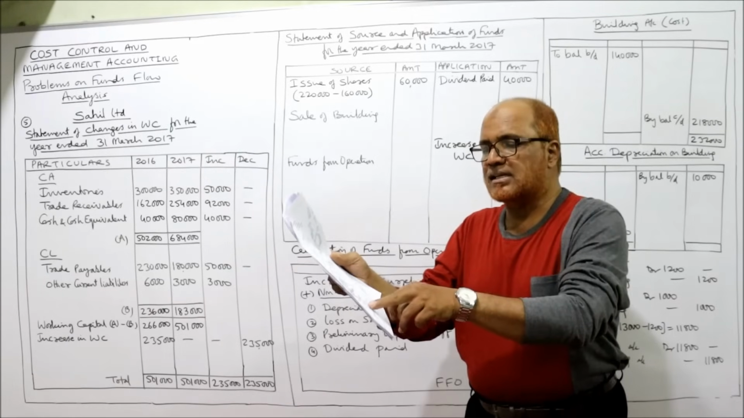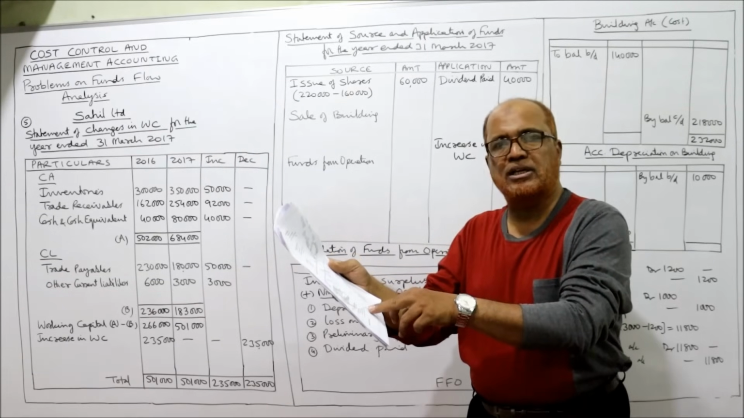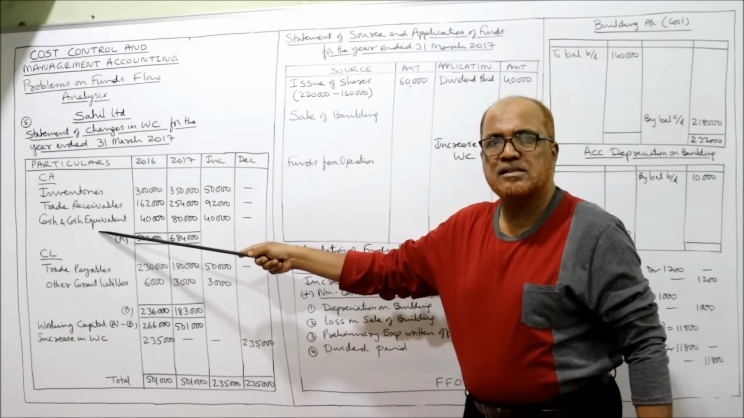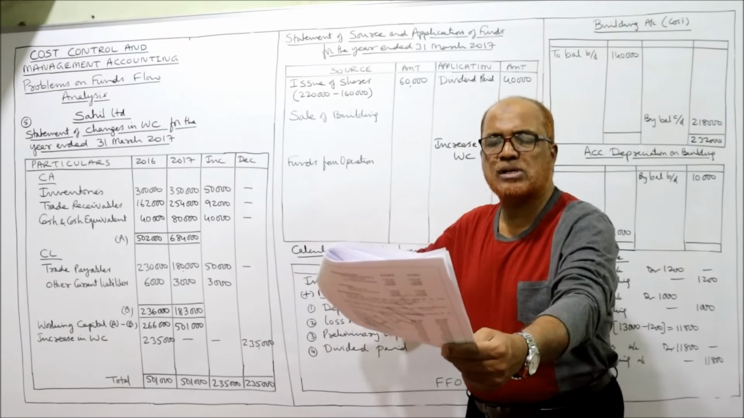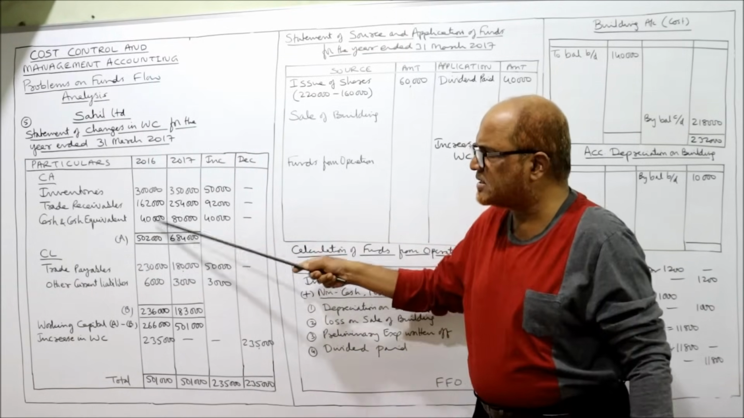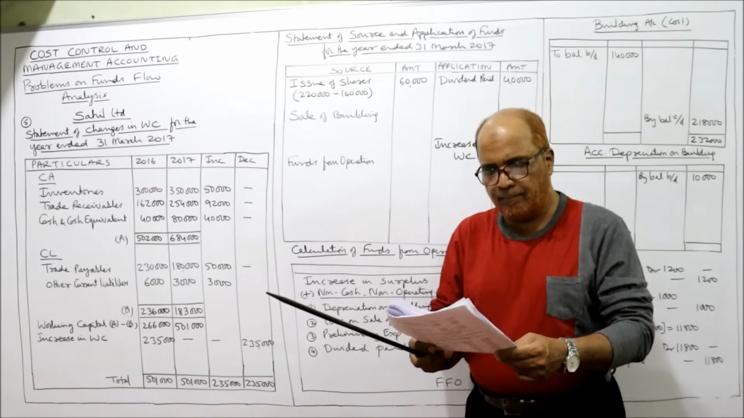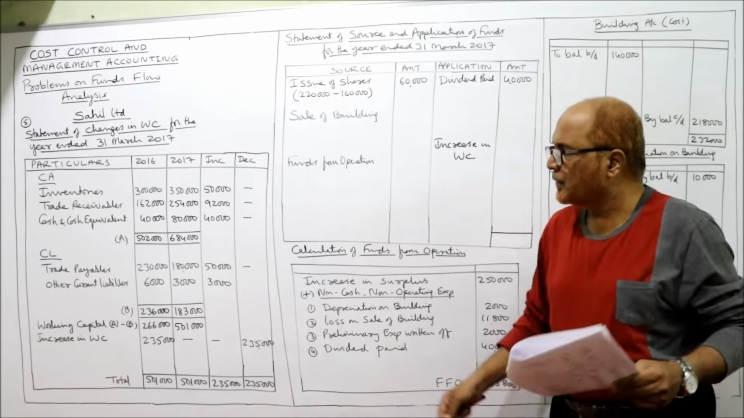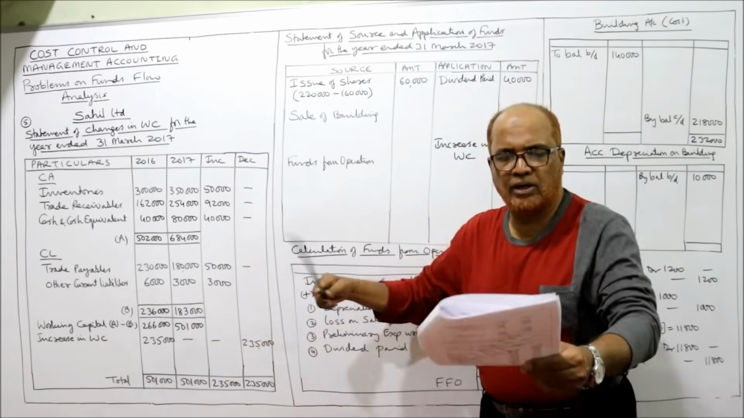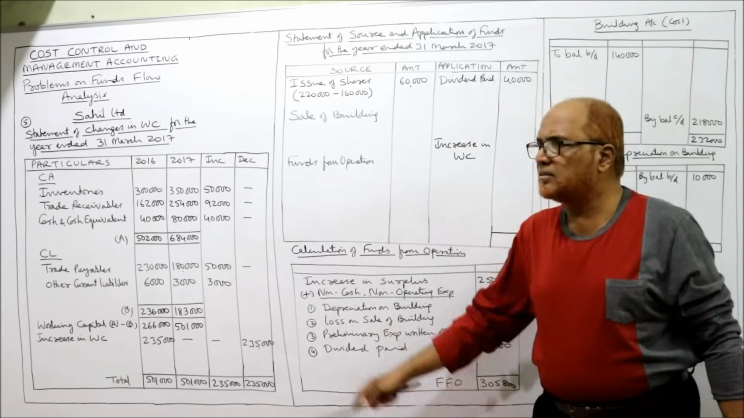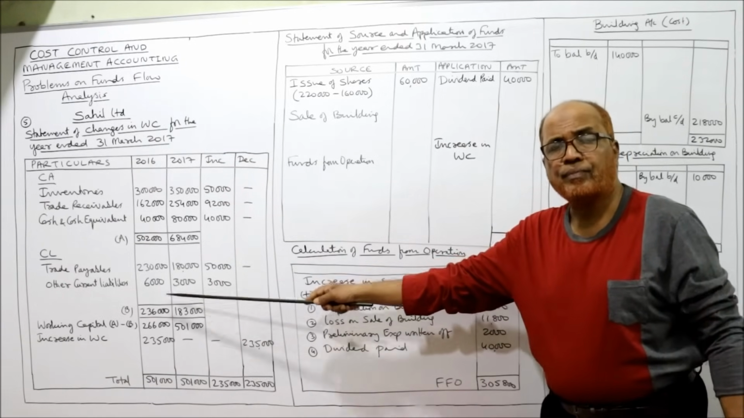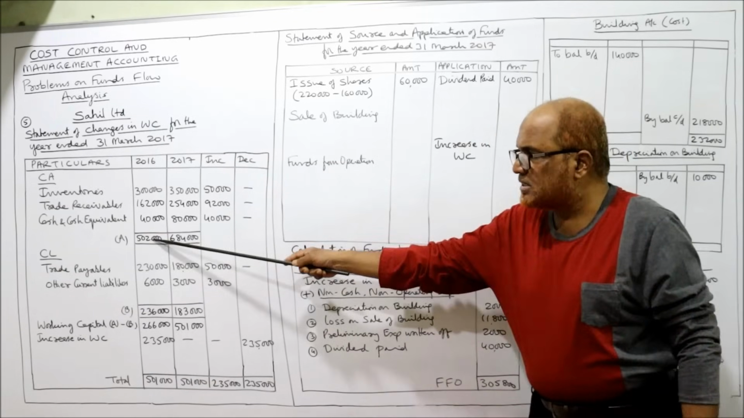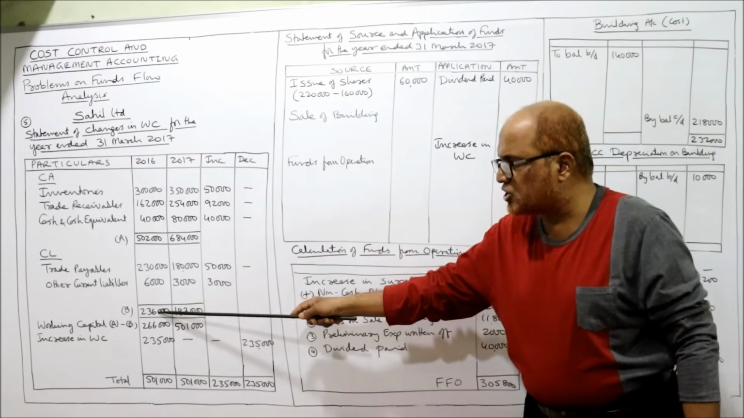So here you can see current assets: inventories, trade receivable, cash and cash equivalent. All the 3 current assets and the respective values, whatever values are given in the problem, last year, current year, exactly same values I have taken. Now current liability. Current liability consists of 2 items, trade payable and other current liabilities. Whatever amounts are given, same amounts are taken. 3 current assets, 2 current liability. The working capital is current asset minus current liability, A minus B. So A is current asset, B is current liability, A minus B.